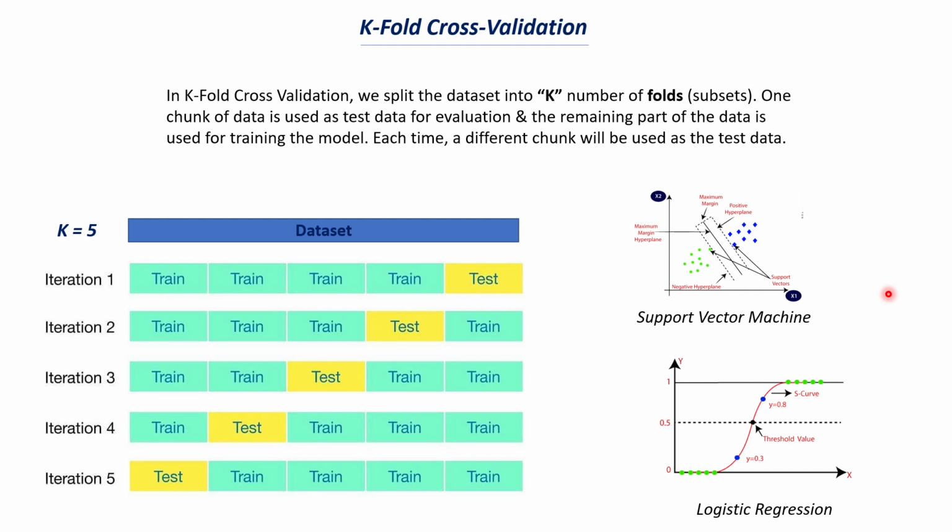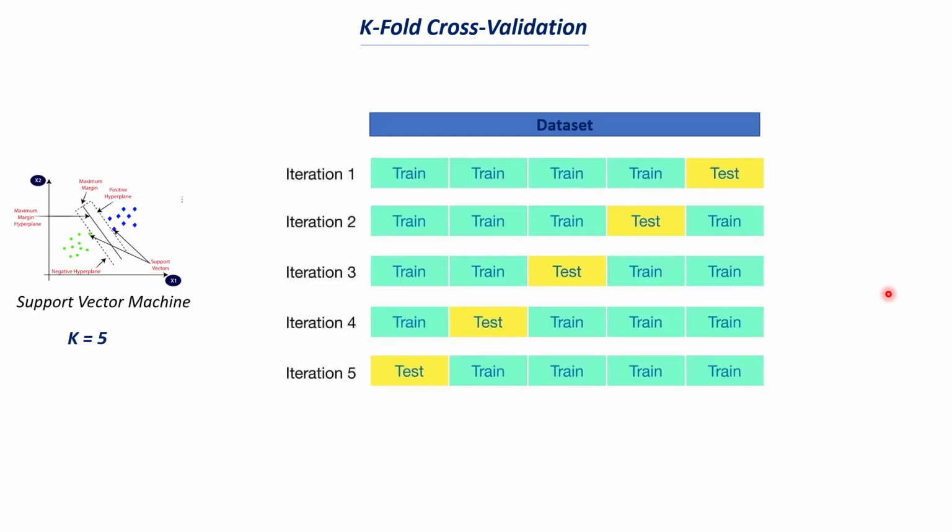In that case, instead of going with a single train test split and a single evaluation metric, which is the accuracy score, we can use k-fold cross validation, and it will give a more reliable accuracy score or evaluation metric. So that's the idea. And let's consider an example.